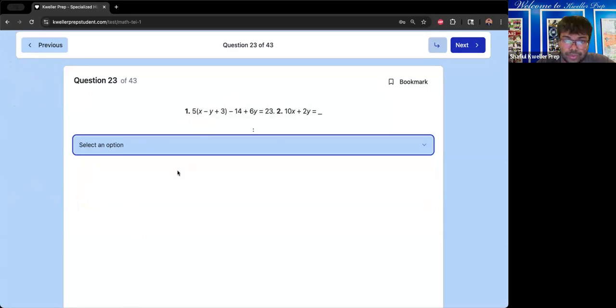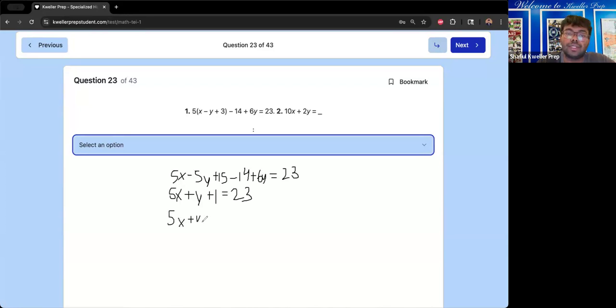5x minus y plus 3, distribute: 5x minus 5y plus 15 minus 14 plus 6y is equal to 23. So 5x, we're going to keep the x here. This should just be plus y because minus 5y plus 6y is just y. Plus 15 minus 14, 15 minus 14 is 1, and that equals 23. 5x plus y is equal to 22.